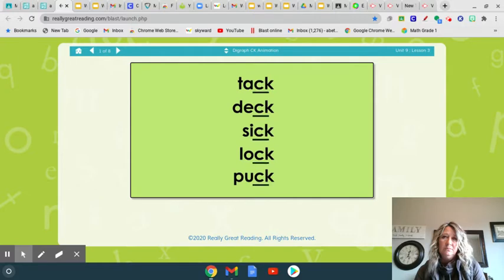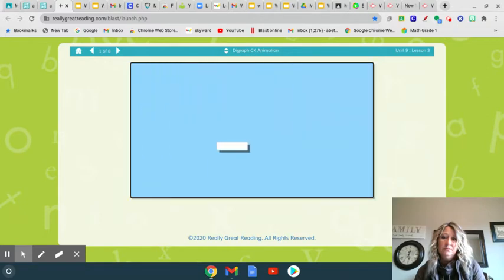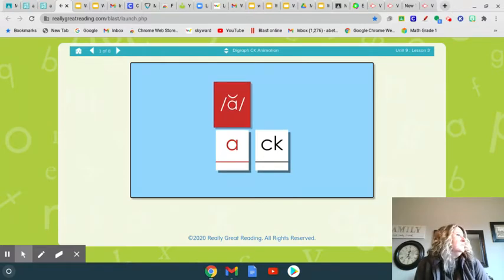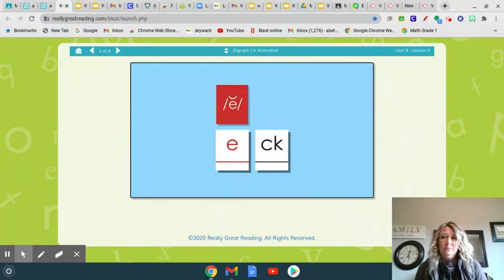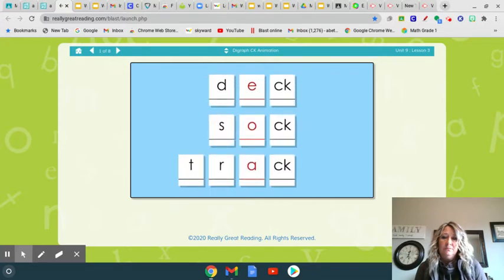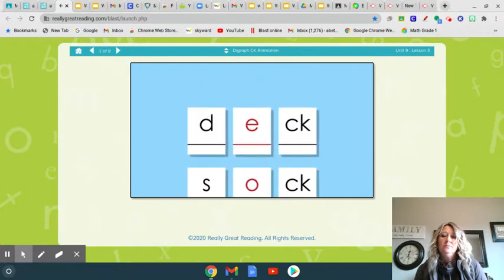When I see the digraph CK, I can be pretty sure that the vowel sound in that word will be short. If I see the letter A before the digraph CK, I know it will make the short A sound. Or if I see the letter E, I know it will make the short E sound. Think about this while looking at the words deck, sock, and track. In each of these words, I see the digraph CK, so I know these words will probably have a short vowel sound. Deck has the digraph CK at the end, and thus it's going to have the short E vowel sound.